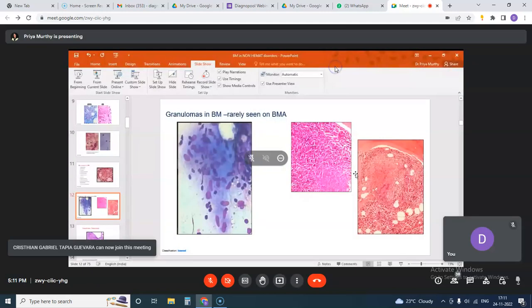Granulomas are not easily aspirated because these are usually associated with fibrosis. So when you do an aspirate, the granulomas do not get aspirated into the aspirate. So very rarely we come across, and this was one such case where we came across, a granuloma in an aspirate.